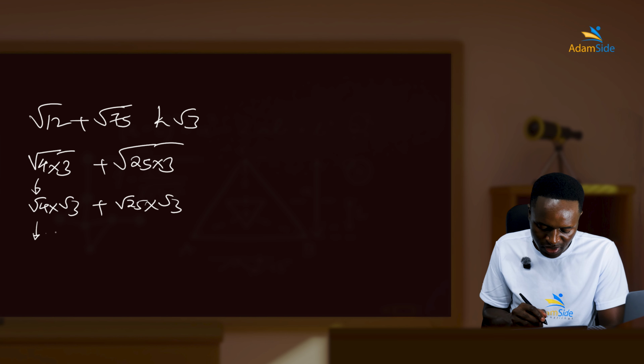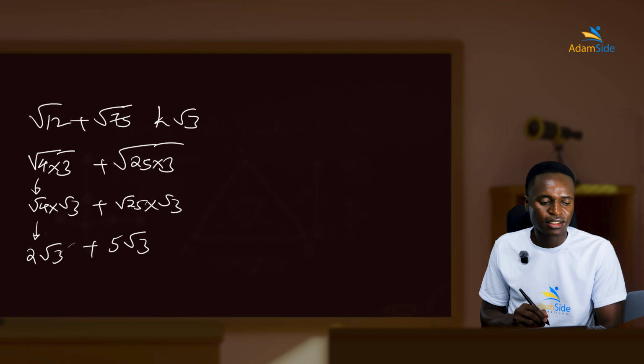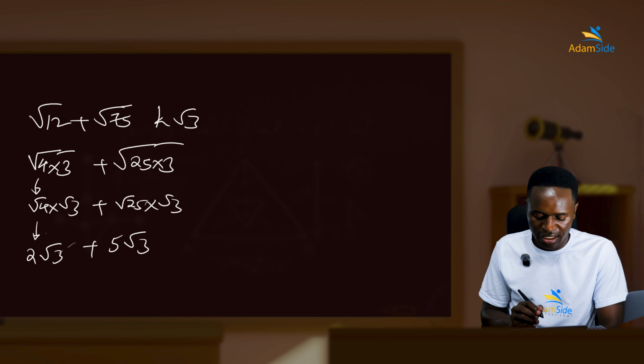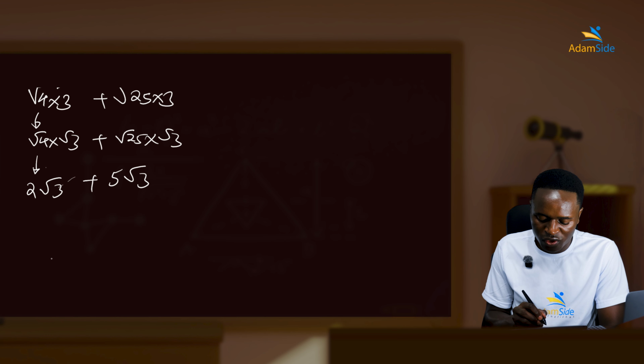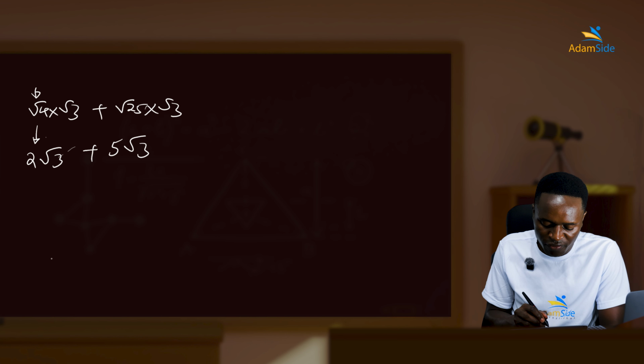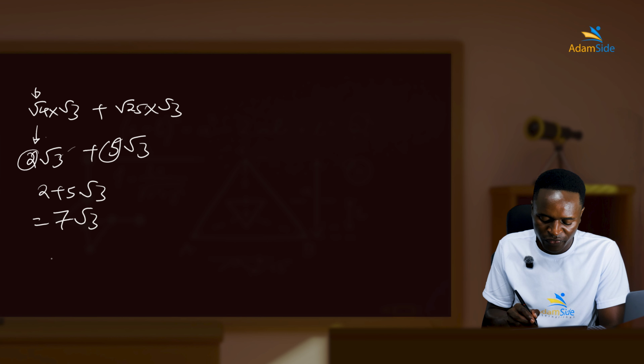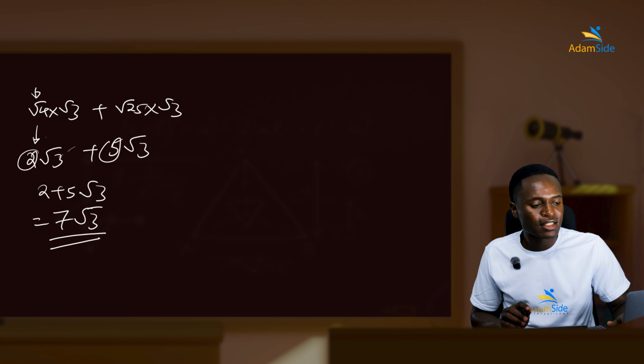Correct. Then what do you get there? You get 2 root 3 plus 5 root 3. Perfect. What do we do in another one? Now, because you have the common numbers in the square root symbol, you only add, you focus on this one. So you say 2 plus 5 root 3. What do you get? You get 7 root 3. This is what you're supposed to do as a candidate.